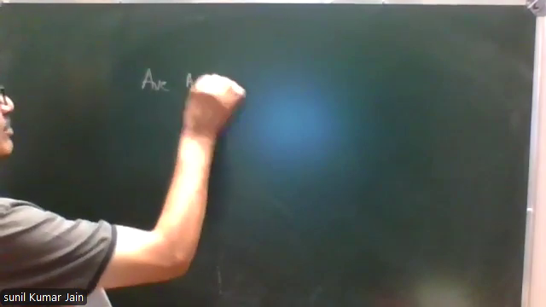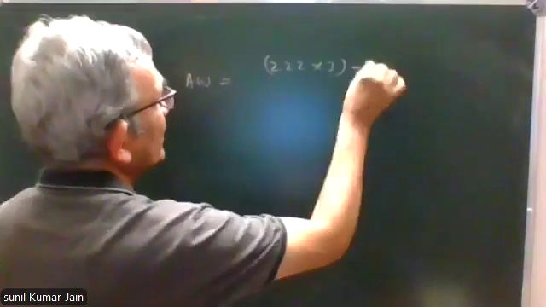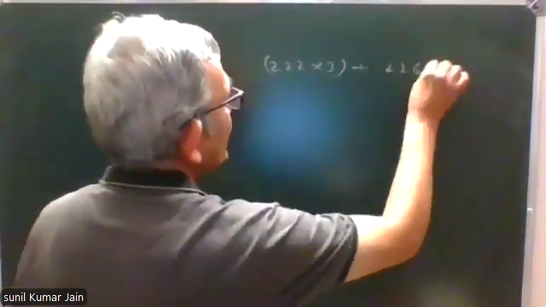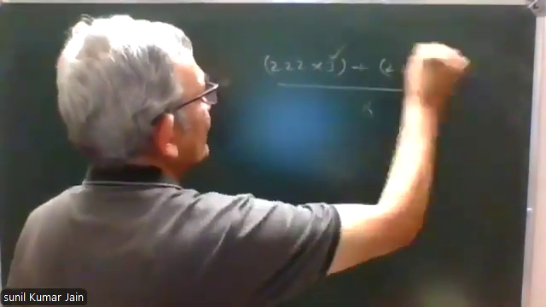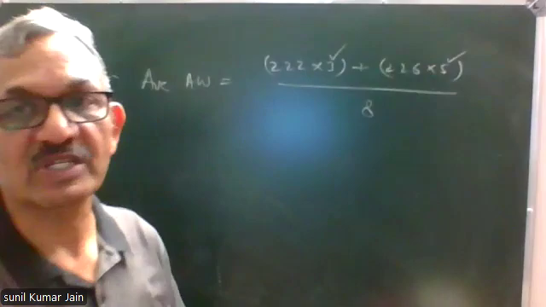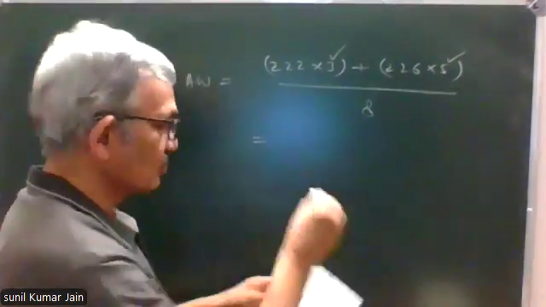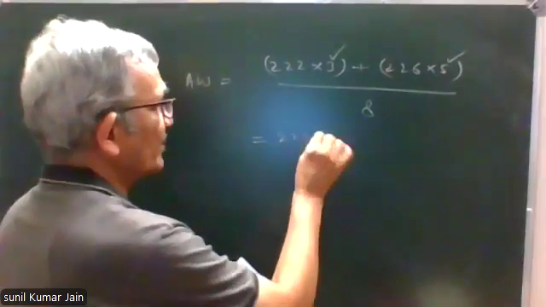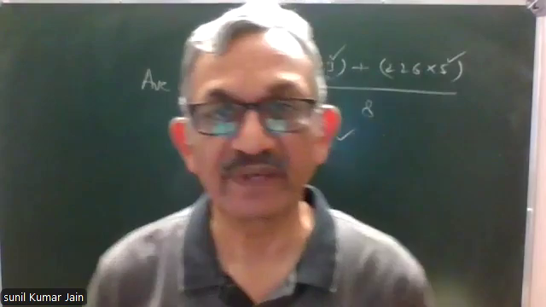So, average atomic weight will be 222 into 3 plus 226 into 5, and total atoms will be 3 plus 5, that is 8. So this will give you the answer. This will come out to 224.5. Right? This will be the answer.